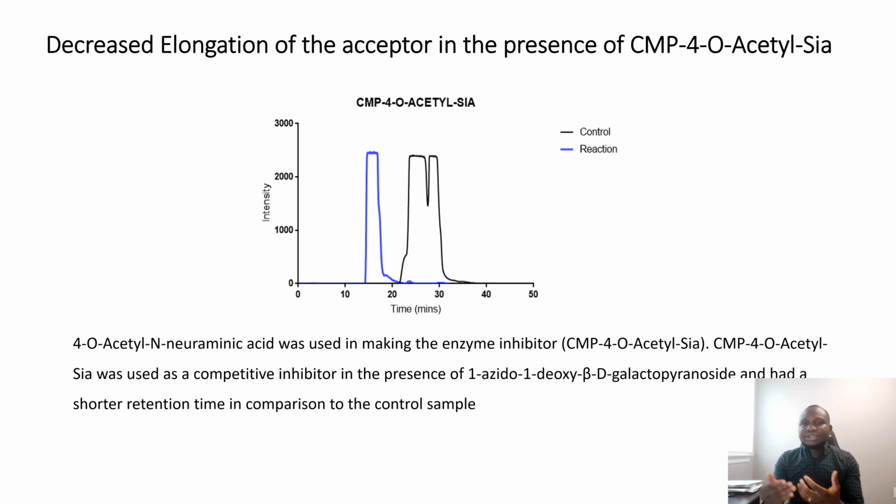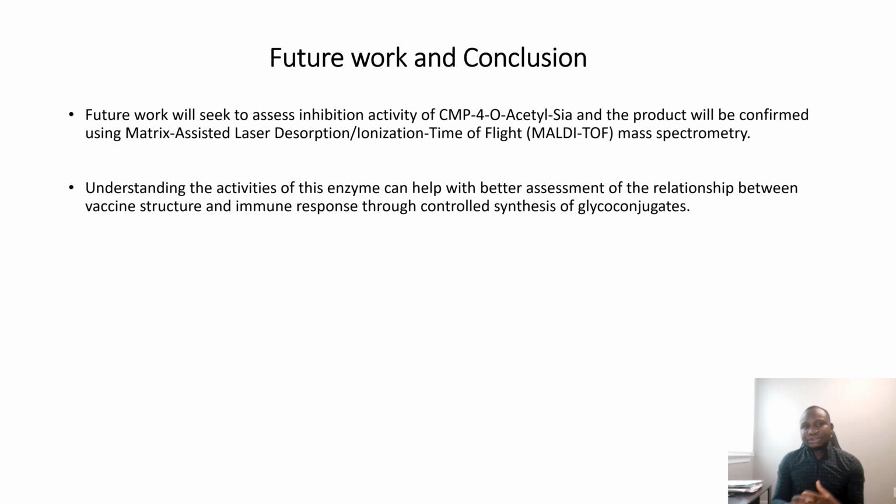So the two methodologies employed in this research and the acceptors used have clearly shown that we can potentially use 4-MU galactose and also CMP-4-O-acetylcysteine as a potential competitive enzyme inhibitor to reduce the retention time and also to increase retention time, so that we can have a better understanding of the relationship between vaccine structure and immune response.